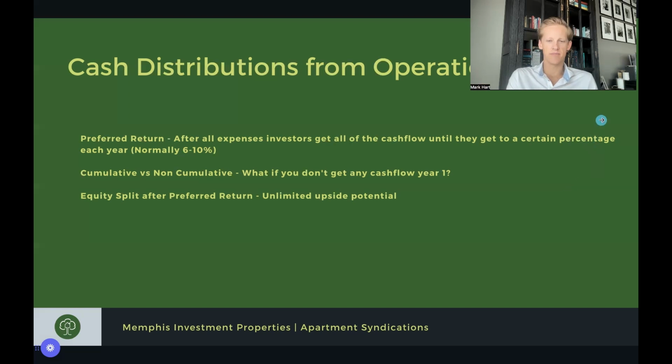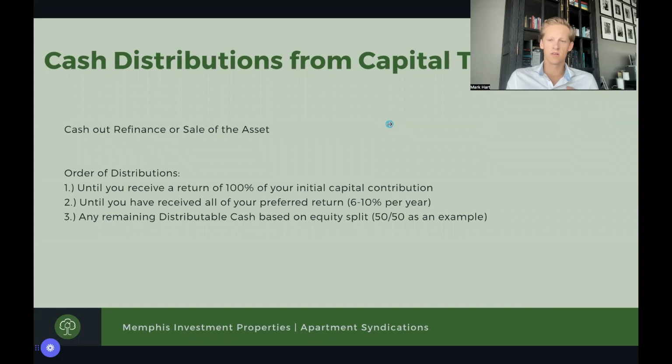More than happy to dive into that. So you've got your cash flow, right? That's pretty simple. That's ongoing as time moves forward.